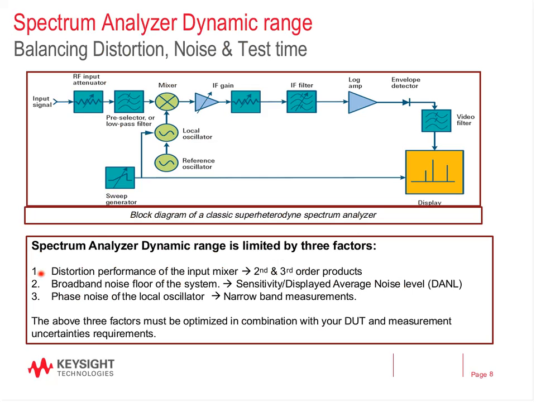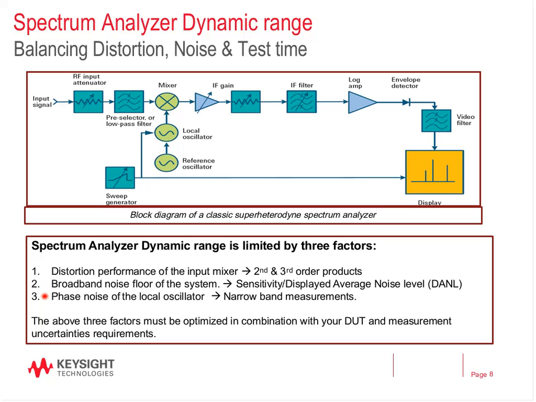Now, in spectrum analysis, there's really three fundamental areas that you need to worry about. So there's distortion performance. That's the second and third order products from our own mixer. And then there's broadband noise floor, or the sensitivity of the system. So if your spurs are very small, very low level, 100 dBc or less, then the noise floor of the system will come into play. And you'll be able to actually see the signal is going to be your first problem.